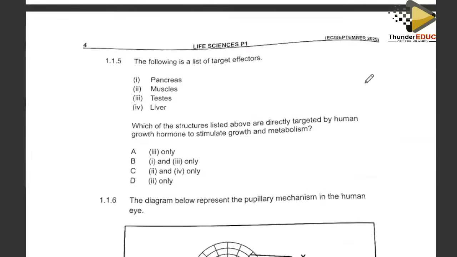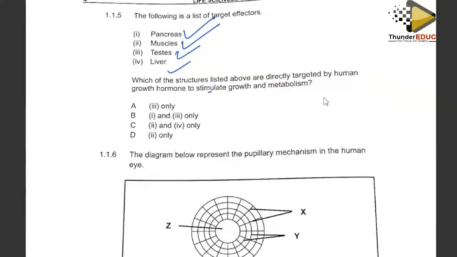They're saying that the following is a list of target effectors. Remember, an effector is an organ which brings about the effect for the stimulus. So we have the pancreas, the muscles, the testes, the liver. Which of the structures listed above are directly targeted by the human growth hormone to stimulate growth and metabolism?